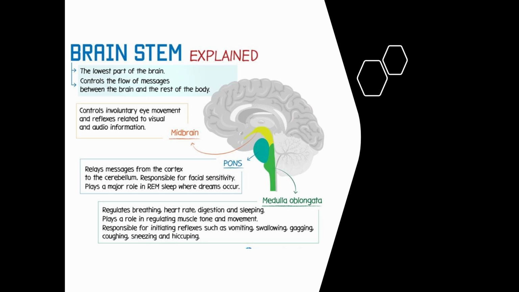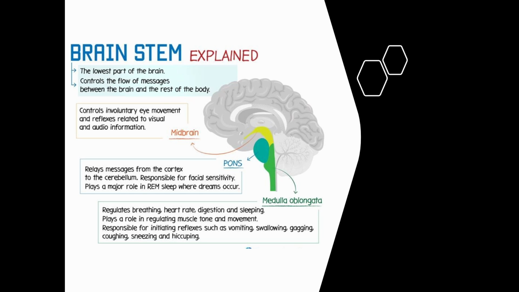If we take a closer look at the brainstem, we can look at its 3 parts. In the human brain, we have the superior or topmost midbrain, which controls involuntary eye movement, and then reflexes related to both visual and auditory information. Then in the middle, just under the midbrain, would be the pons, and this relays messages from the cortex, that top cerebral part, to the cerebellum, but it's also responsible for things like facial sensitivity and plays a major role in rapid eye movement sleep, and that's when dreams occur. It's mainly a conduction pathway, but it does have some functions of its own.